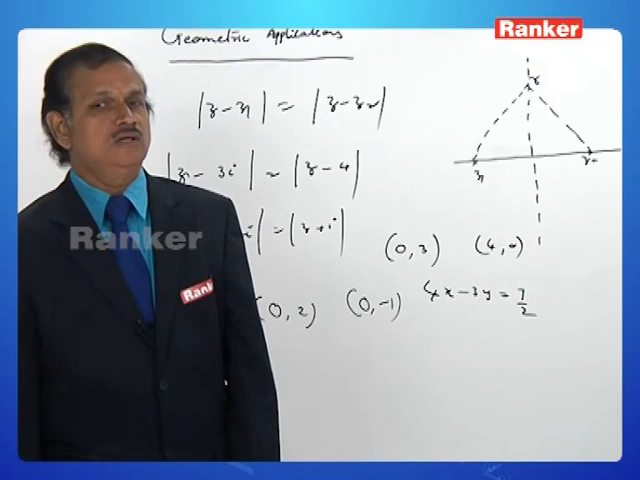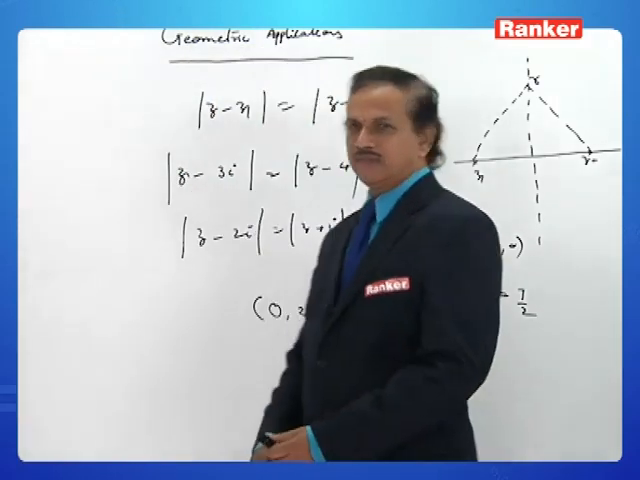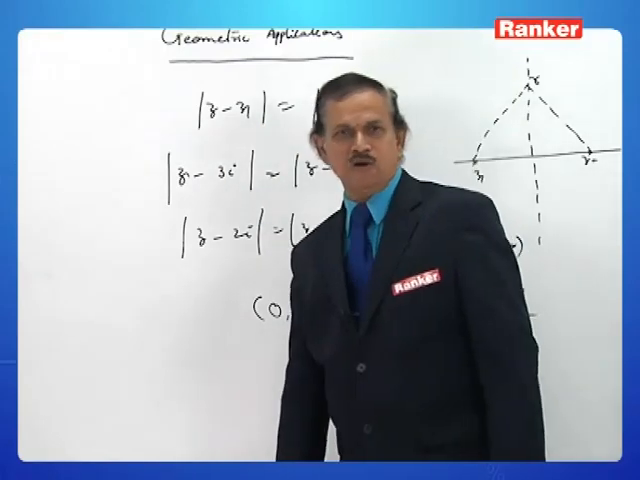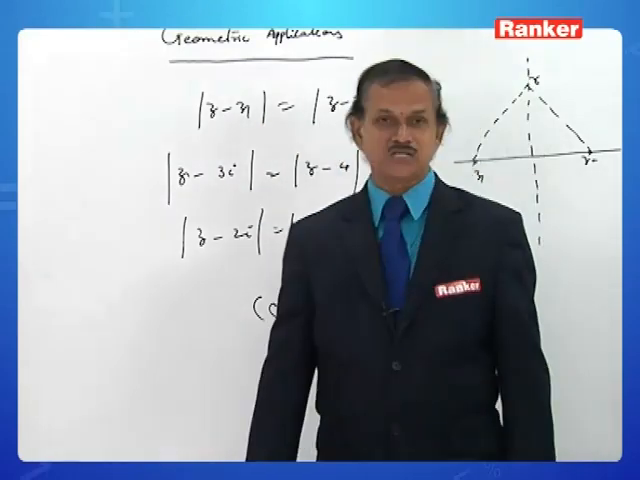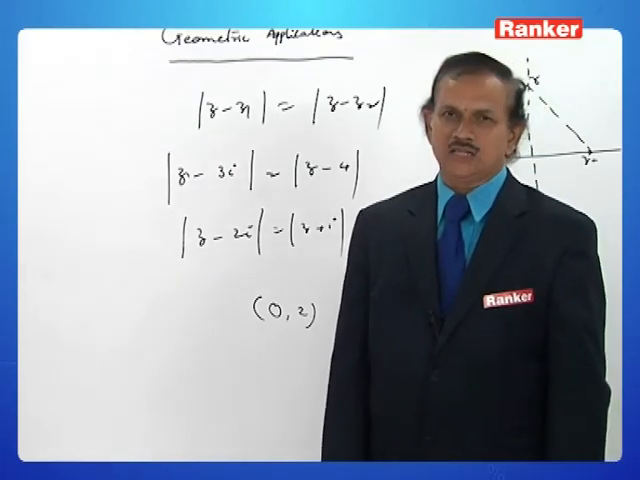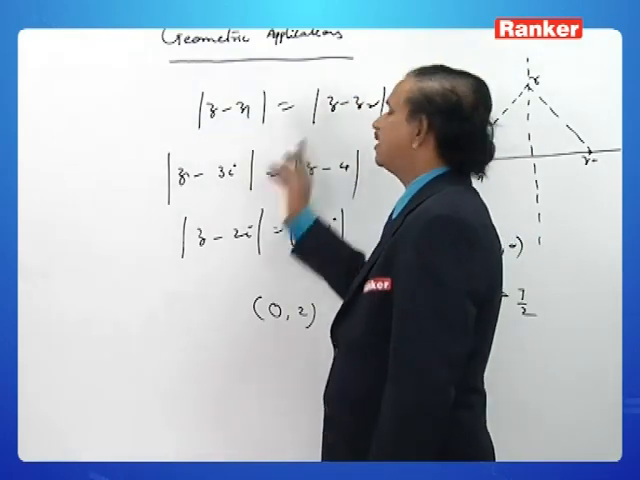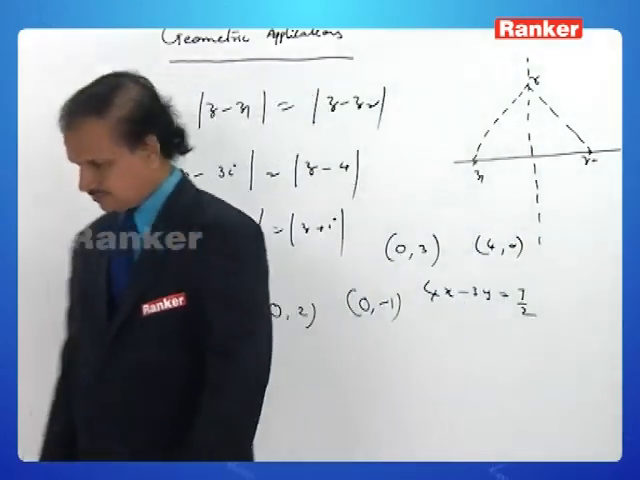So, we are ready to have the answer because we know that the locus of the form mod z minus z1 is equal to mod z minus z2 is nothing but the perpendicular bisector of the segment joining z1 and z2. Yes. Next one.